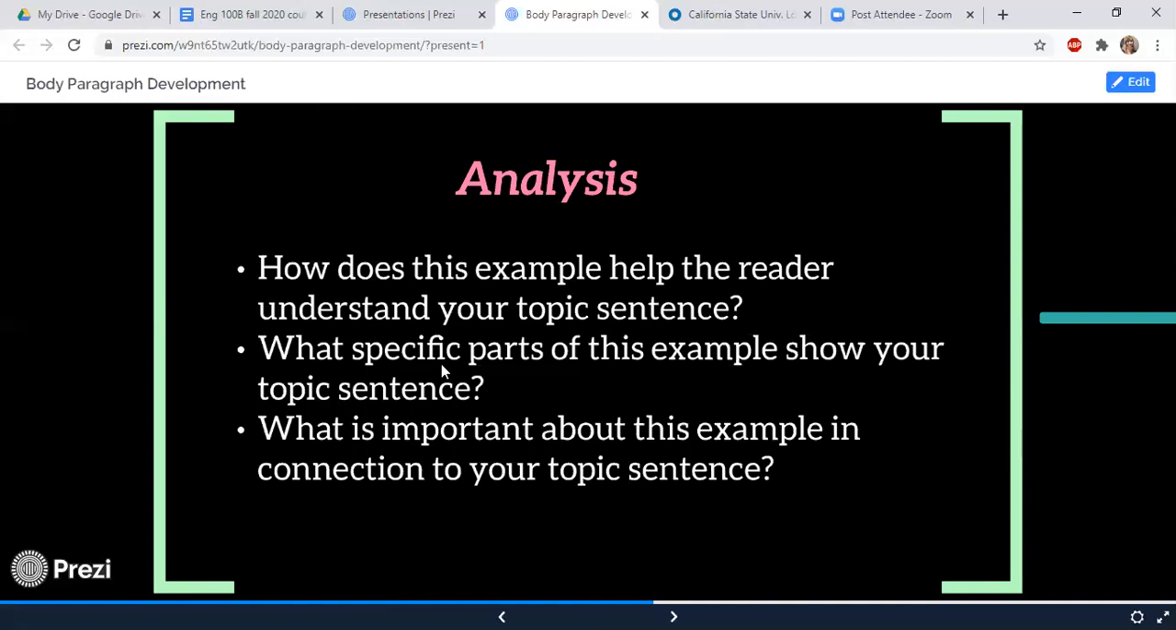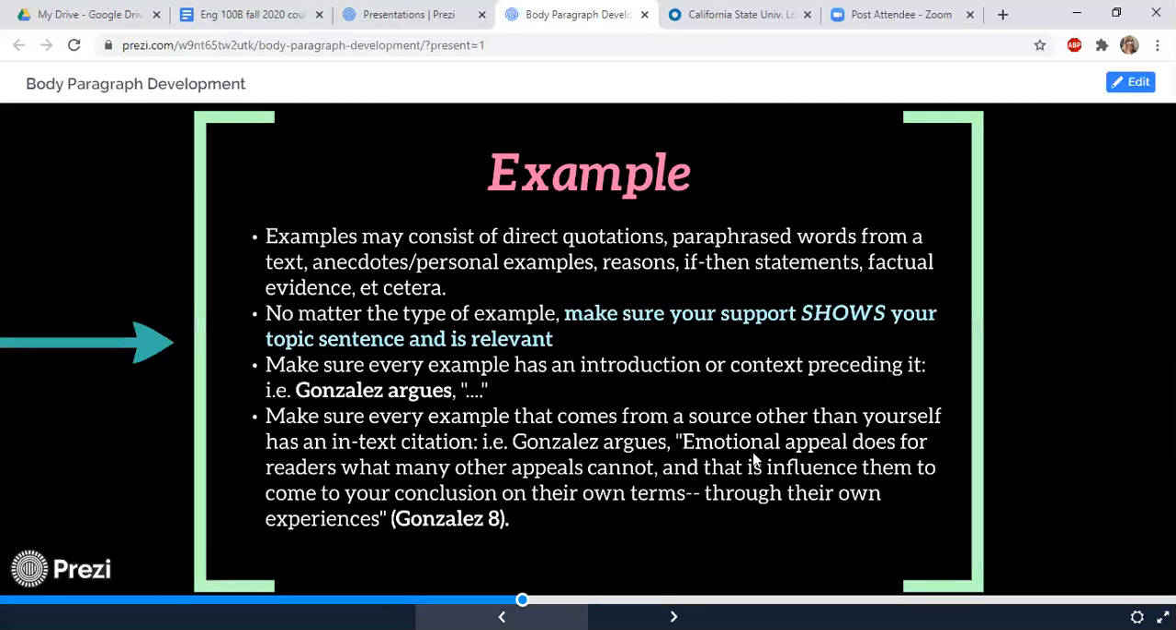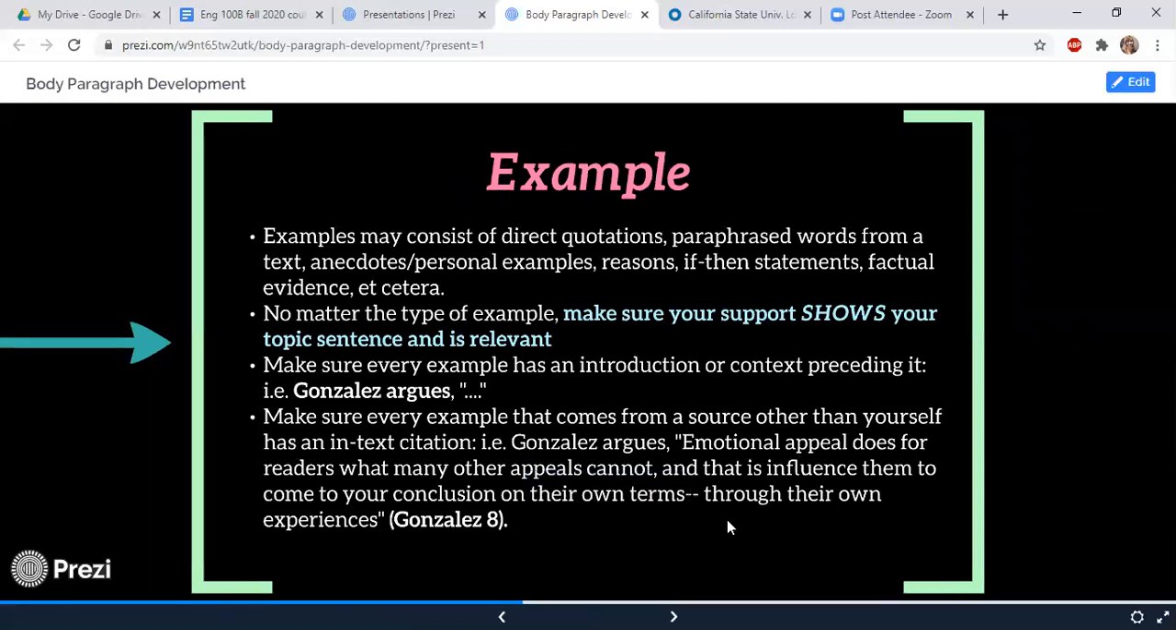And that's kind of what this next part is as well. What specific parts of this example show your topic sentence? So if you're looking at a direct quote, look for specific words in that quote. Look at the language, really dissect the language. So if we go back to this quote, just for an example, emotional appeal does for readers what many other appeals cannot, and that is influence them to come to your conclusion on their own terms through their own experiences, right?